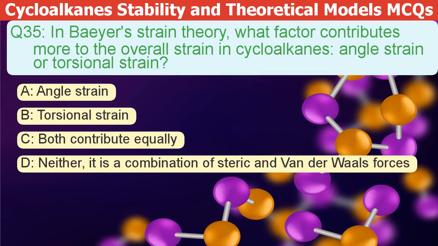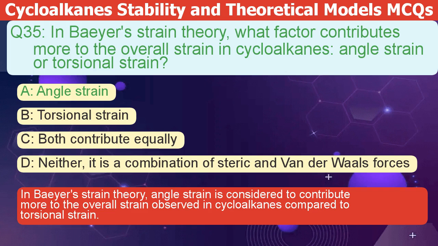In Bayer's strain theory, what factor contributes more to the overall strain in cycloalkanes? Angle strain or torsional strain? A. Angle strain. B. Torsional strain. C. Both contribute equally. D. Neither. It is a combination of steric and van der Waals forces. The correct answer is A. In Bayer's strain theory, angle strain contributes more to the overall strain in cycloalkanes than torsional strain.